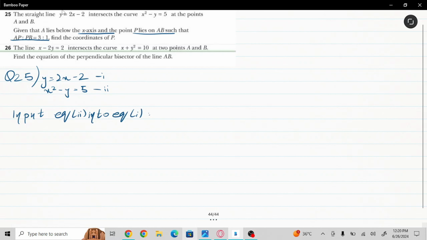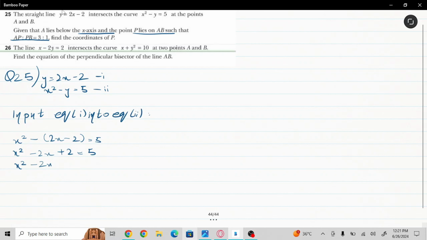So if we input again, I just swap up the values. So equation 1 we have to input into equation number 2. So we are going to get as a result x squared minus 2x minus 2 is equal to 5. So x squared minus 2x plus 2. Remember, you have to multiply the bracket with the negative. Many people make this mistake and they regret it later. The question becomes a mess.